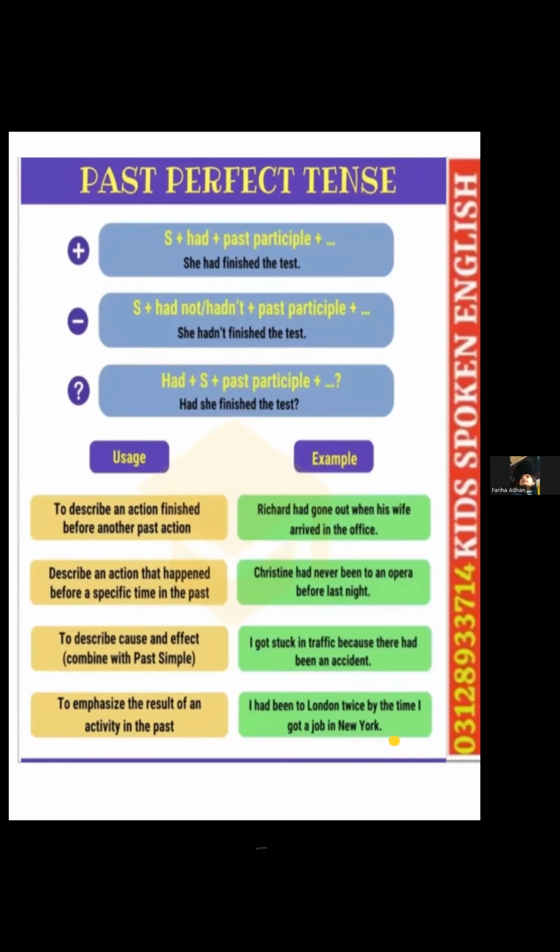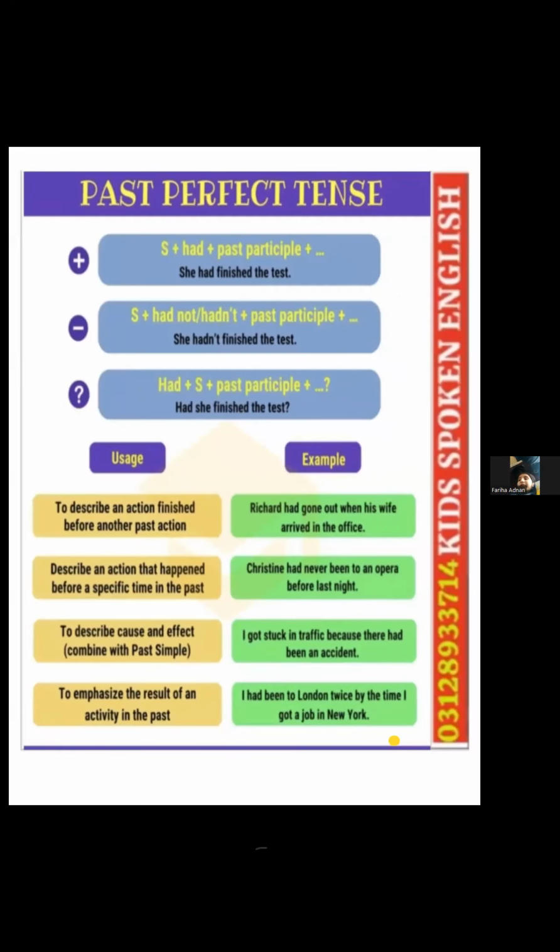Yes, ma'am. To describe an action finished before another past action. It is written here, Richard had gone out when his wife arrived in the office. It means Richard had already gone out when his wife arrived in the office. Okay? Got it, student? Okay, ma'am.